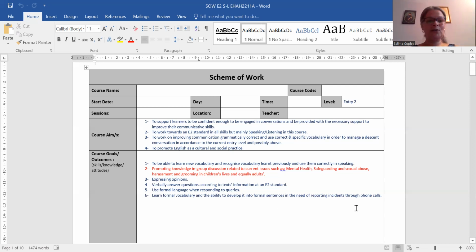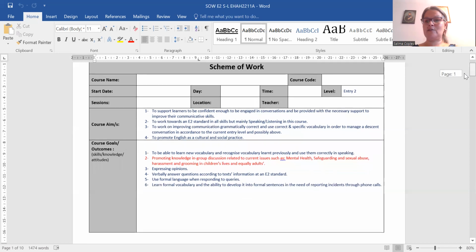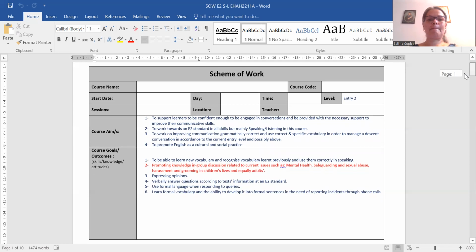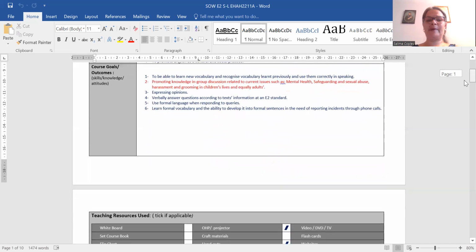Okay, so please do take a screenshot of this first page. Now, by the way, all these aims and outcomes, you're going to develop them later in the same scheme of work. Okay, so I hope you have taken the screenshot. All right, let's move on to the second page.